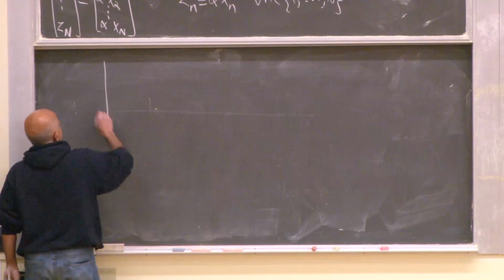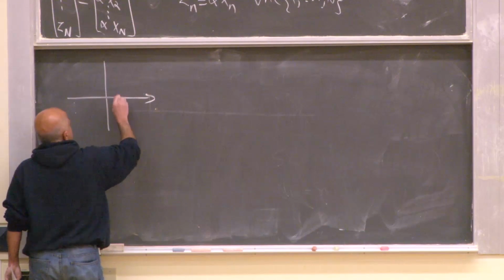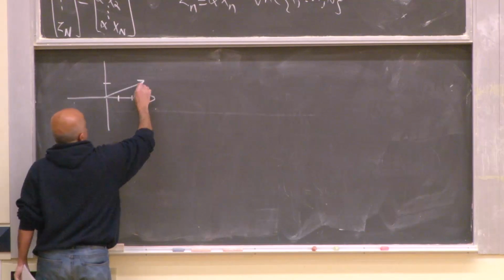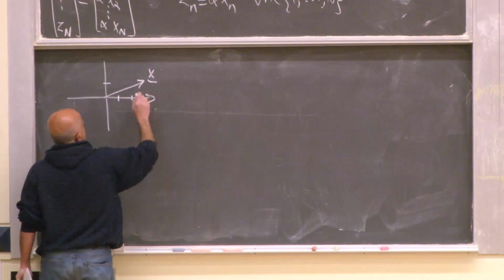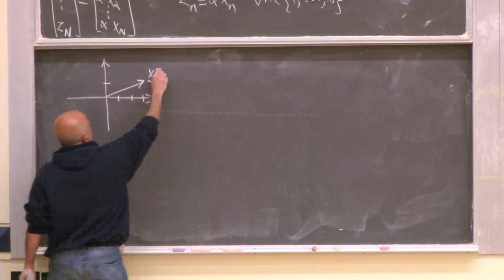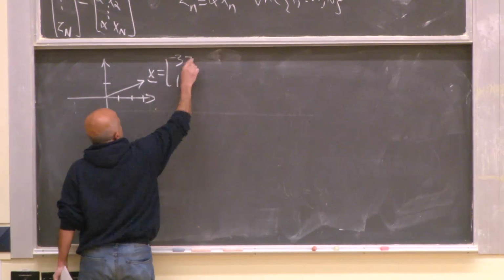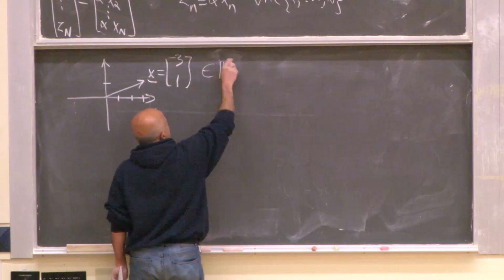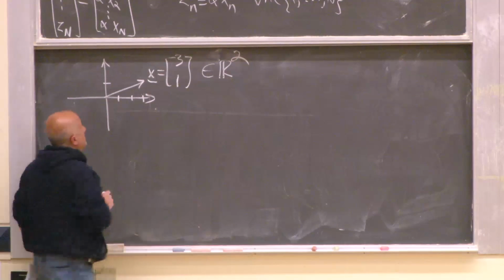So an example would be, let's say, 1, 2, 3, 1. This is x. So x is 3, 1. What space am I living in? R what? R2.